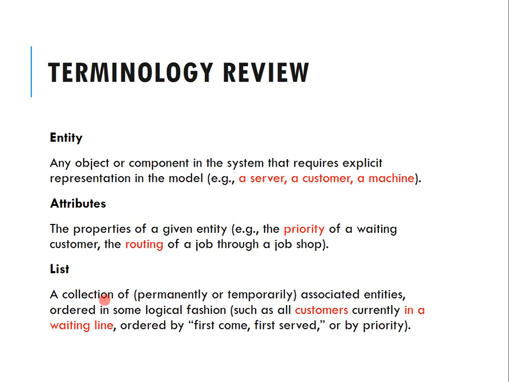Okay, list, a collection of associated entities ordered in some logical fashion. Ni list lah, a list. Contohnya, normally dalam simulation, list ni to represent the waiting line, customers ordered in waiting line. Contohnya ordered by first come first serve ataupun by certain priority. Ada contohnya produk A get higher priority, produk B get lower priority, for example. So list tu macam mana? Macam mana you nak order the list? Ikut based on this rule lah. Rule that you specify.